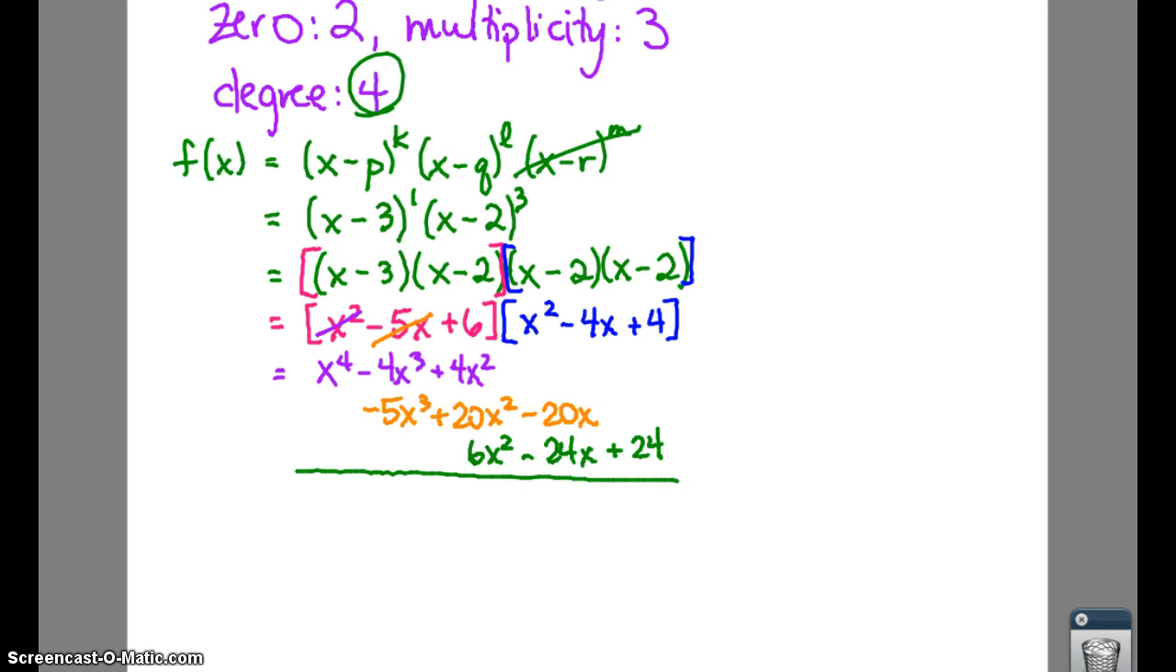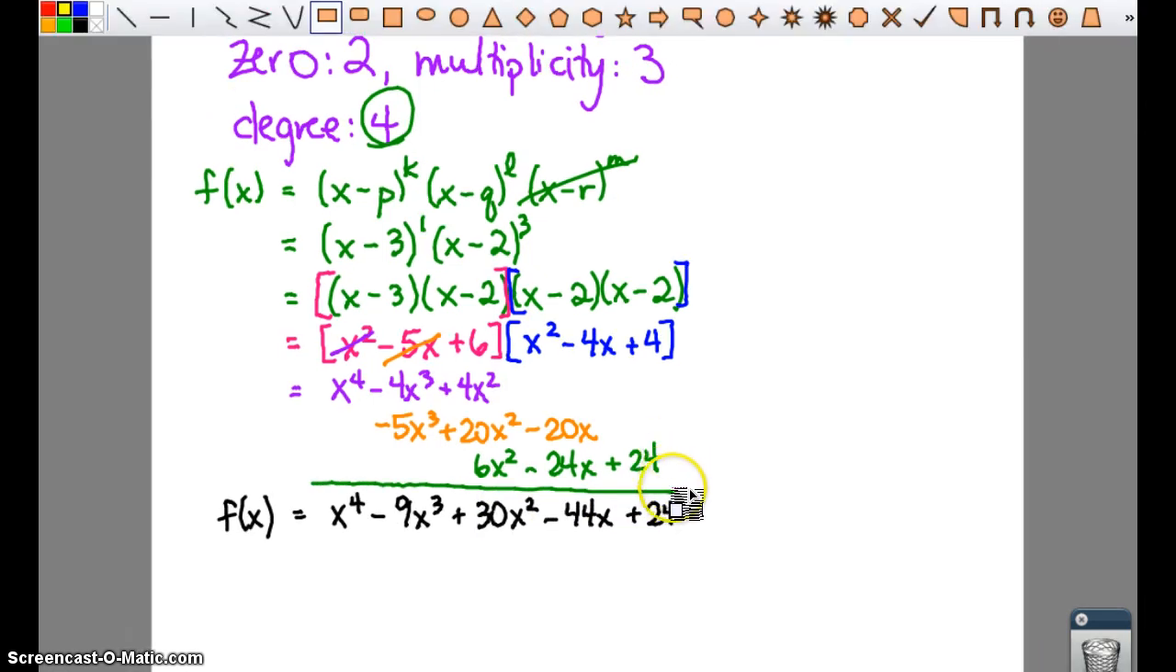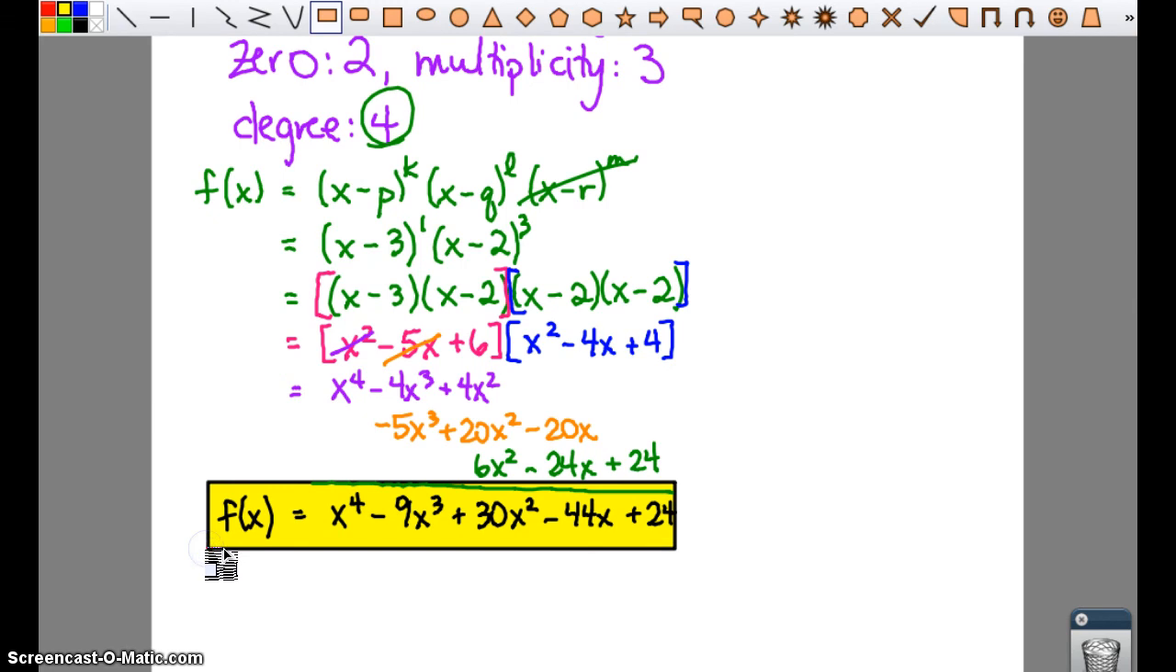So if we add all these together and combine like terms, we have an x to the 4th minus 9x to the 3rd plus, ooh, I almost forgot my 6, that's going to be a 30x squared minus 44x plus 24. That is how you get an equation when you are given your zeros with multiplicities.